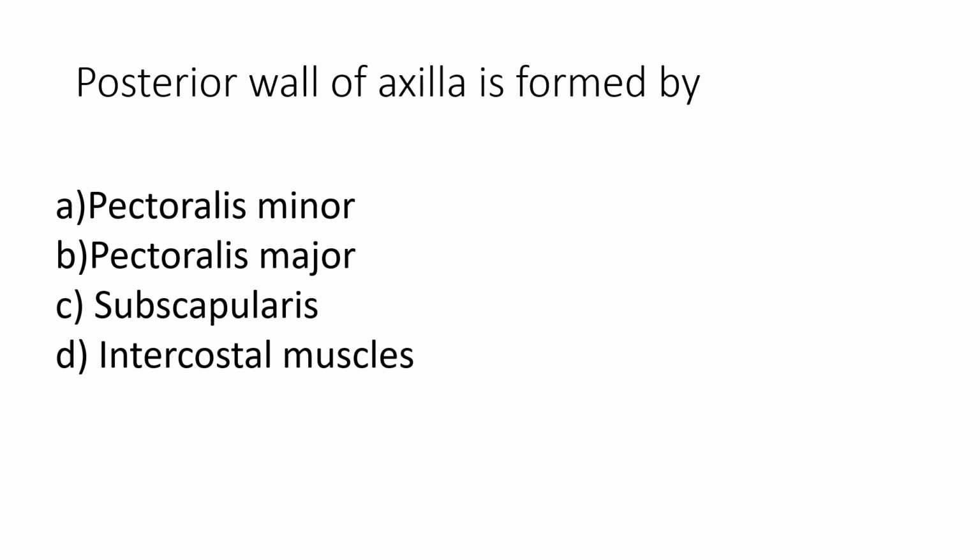As always, I have got a question for you. The posterior wall of the axilla is formed by pectoralis minor, pectoralis major, subscapularis, or intercostal muscles. Pause and try to answer this question.